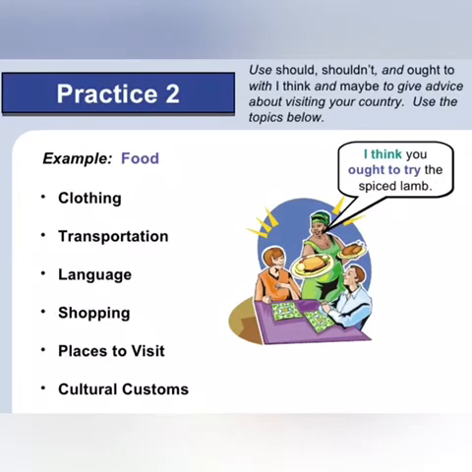Here are some examples to help you practice where to use should or ought to. You use should and ought to with I think or maybe to give advice about visiting your country. Use the topics below, for example, food, clothing, transportation, language and customs, cultures and places to visit. For example, I think you ought to try the special lamb.